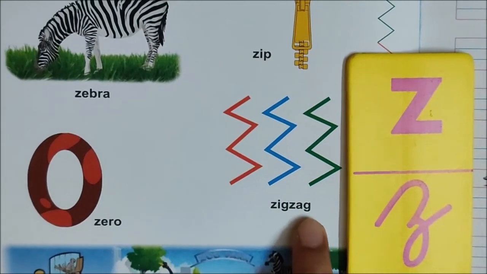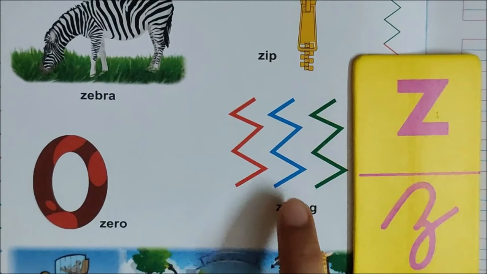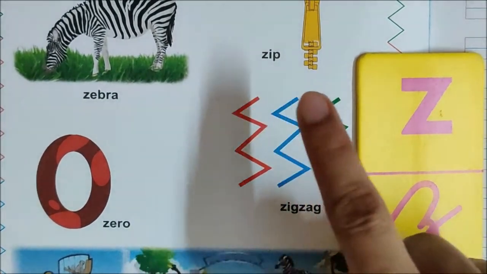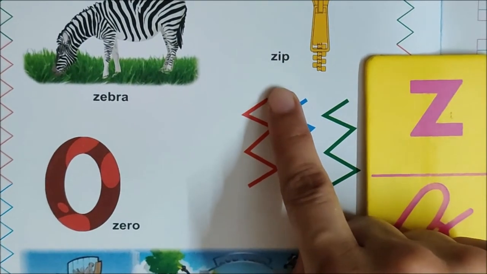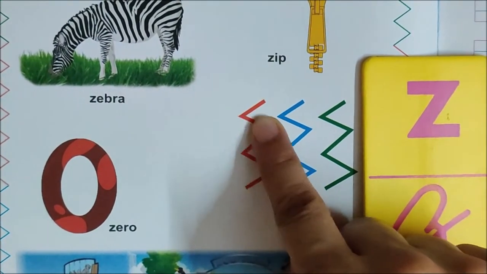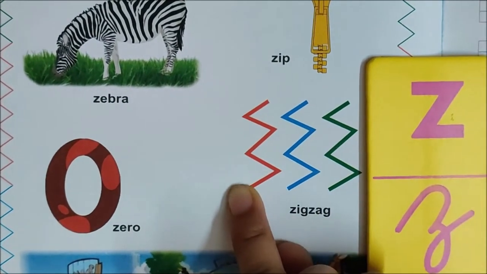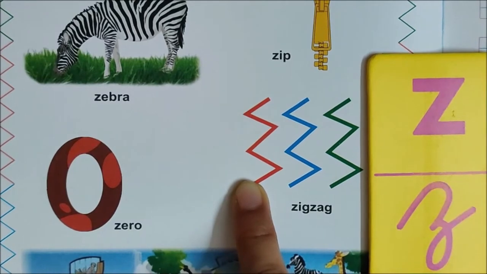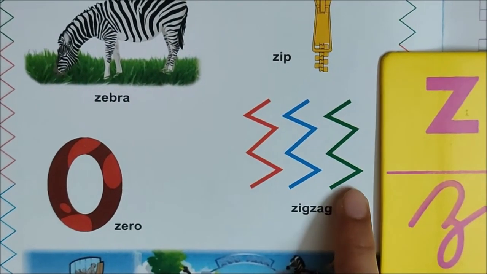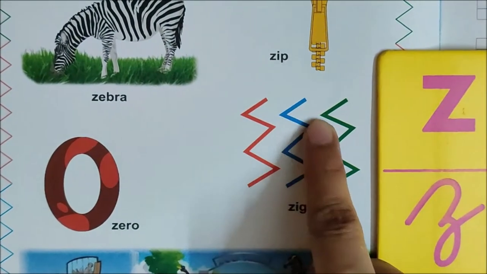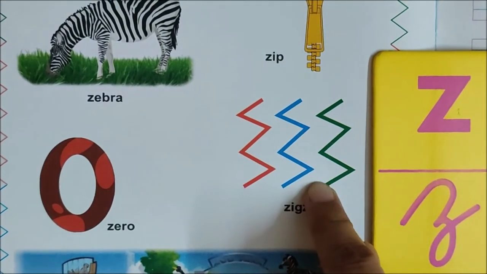Z's a zigzag. Zigzag is a pattern. Look at this pattern. Children, with your finger, trace on this pattern. Go like this, this, now here, now here, now here. Z's a zigzag. Now let us trace the other two also. And as you trace, say Z's a zigzag. Z's a zigzag.